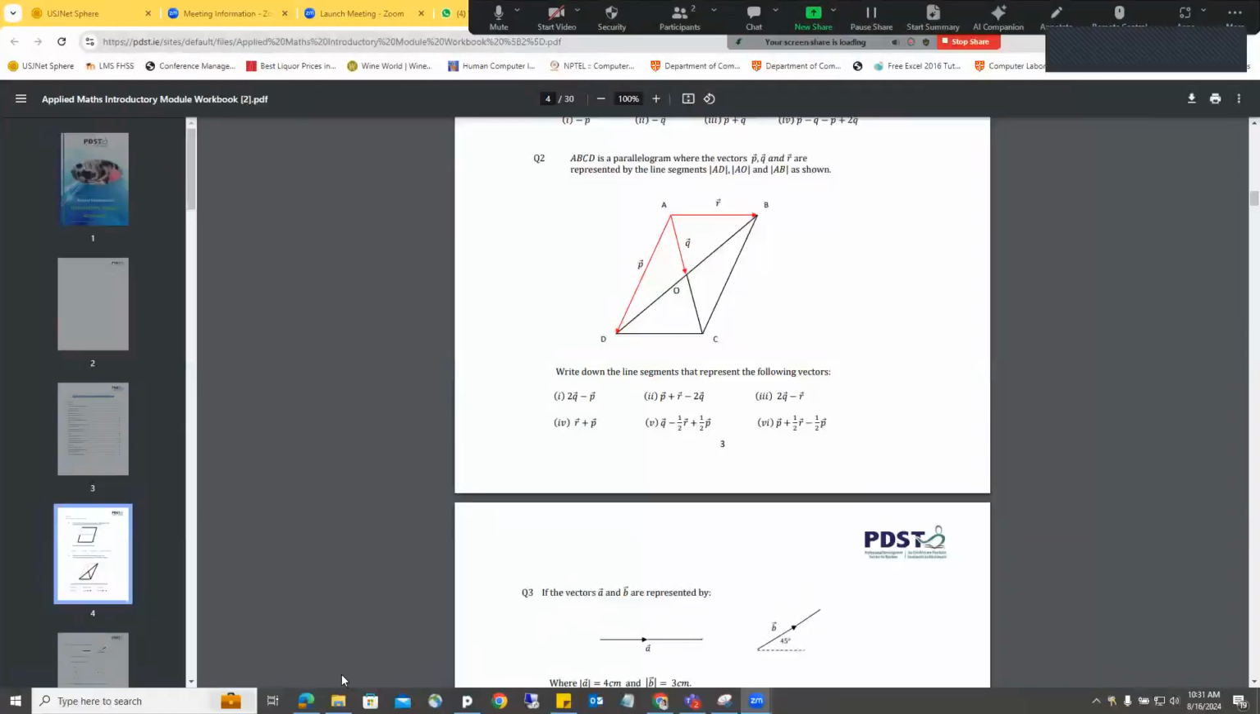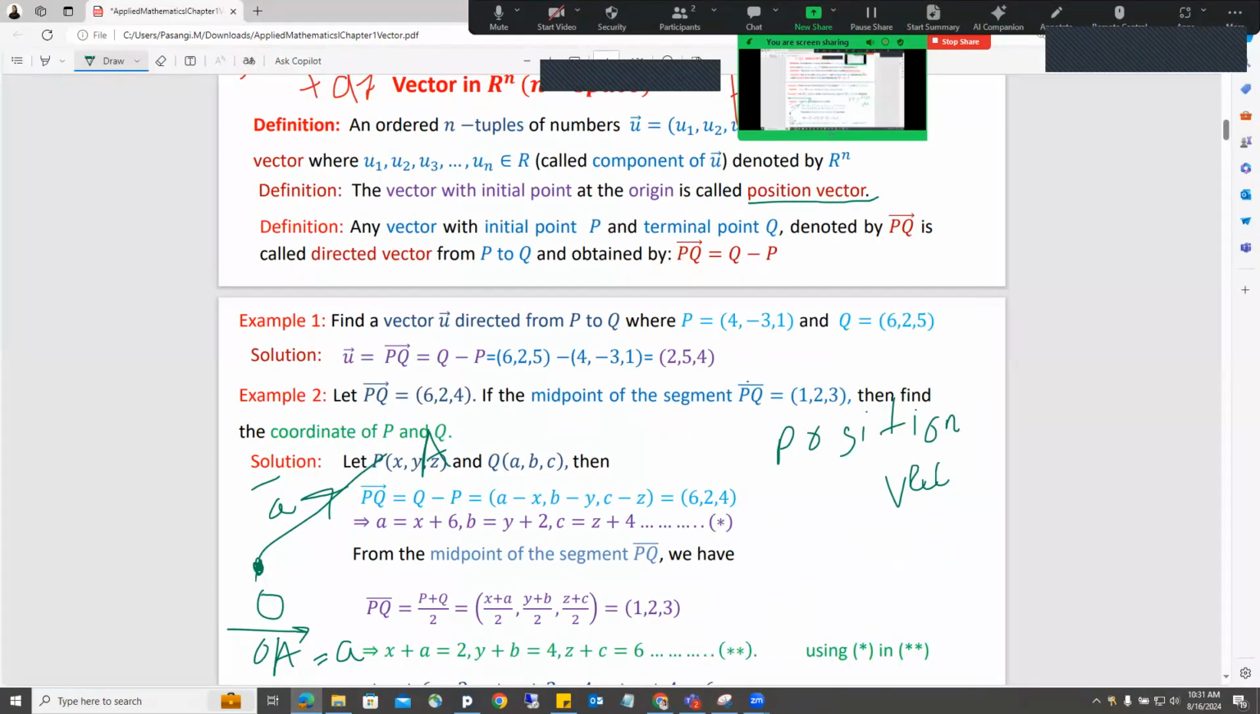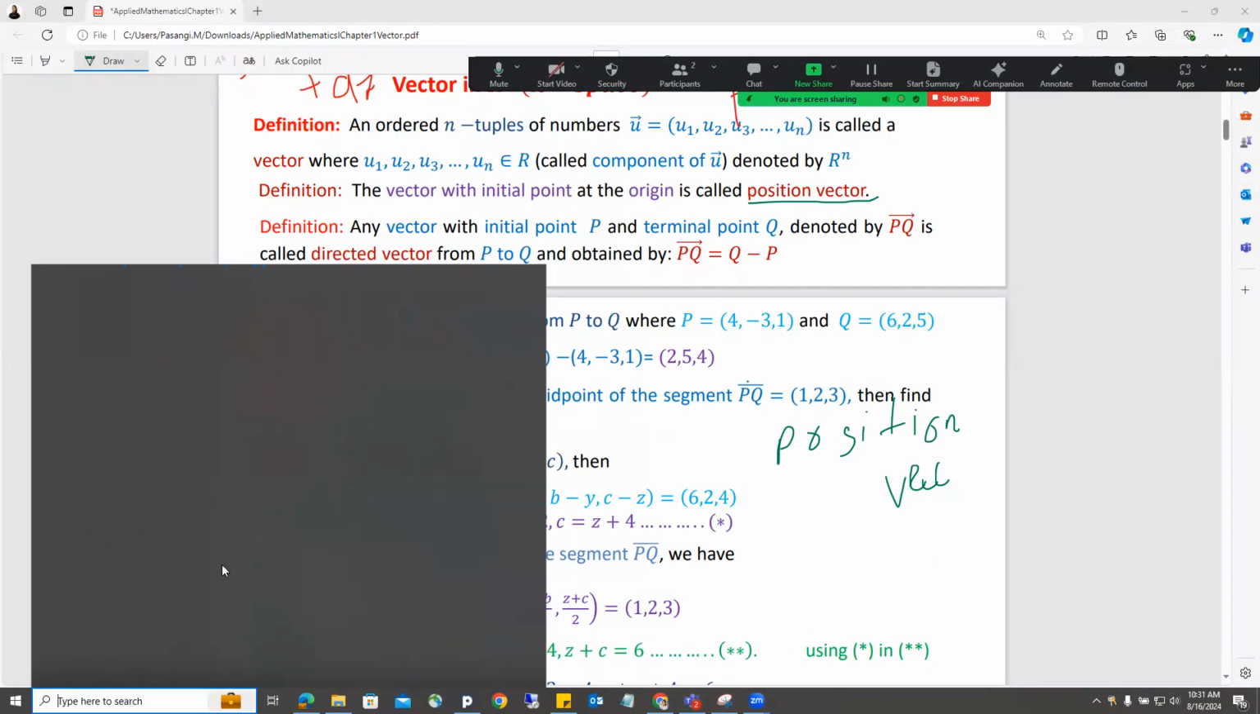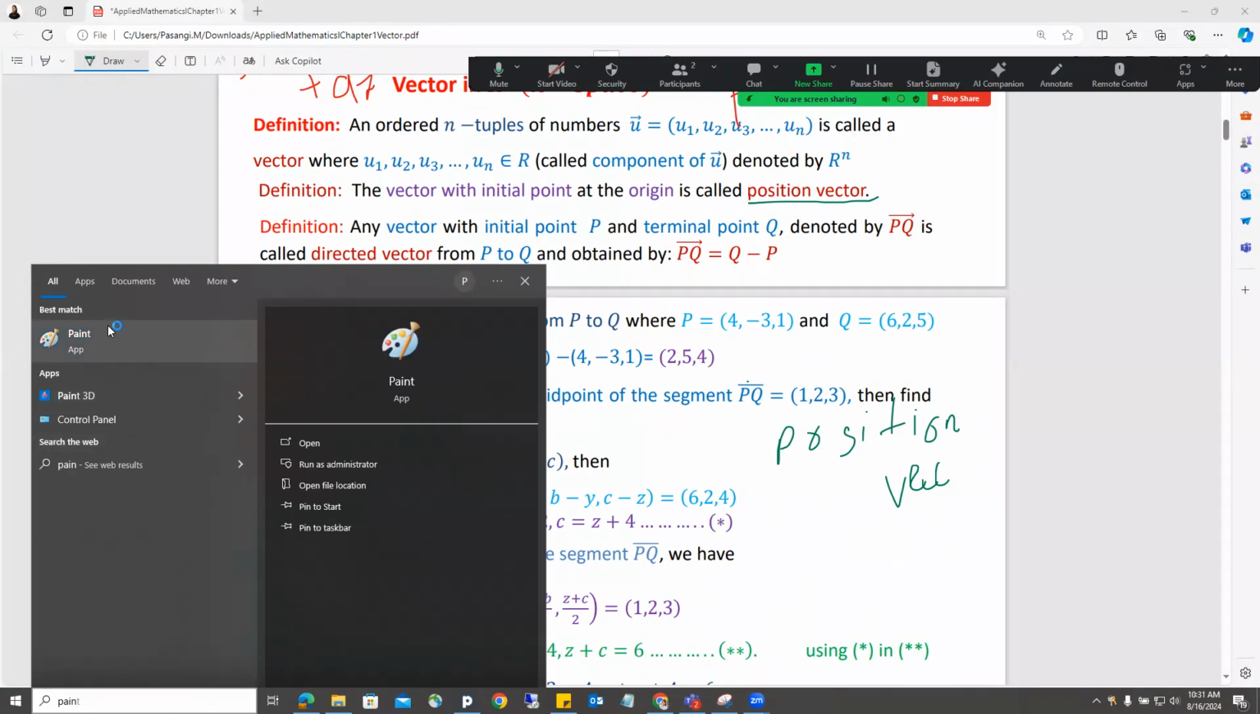Okay, before that, we'll just continue. Let me share my entire screen, and then let me take the pen as well, so that I can draw and show you in Paint.